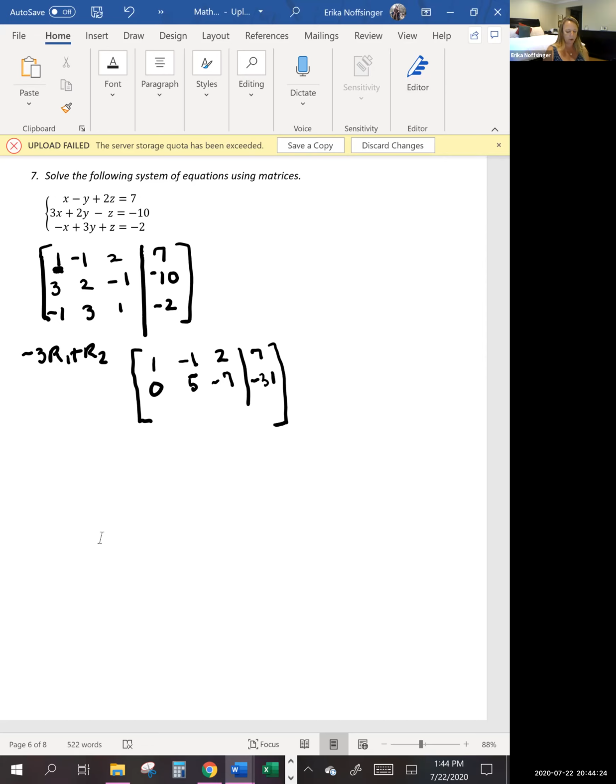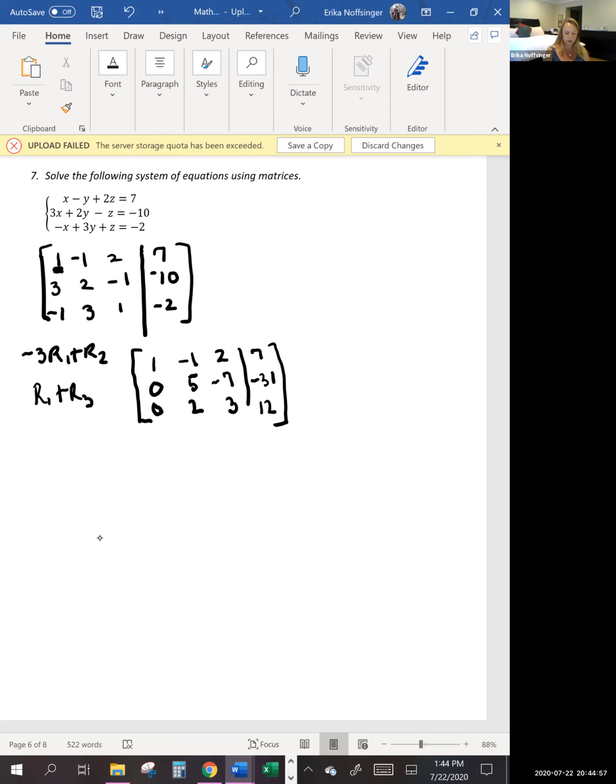So now I need to get rid of this -1 in the third row, first column. Again, I'm going to use this 1 in the first row to do that. If I look at row 1 and add it to row 3, we would get that 0 where we wanted it. So 1 minus 1 is 0. -1 plus 3, we're going to get a 2 here. 2 plus 1 is 3. And then 2 times 7 is 14. 14 minus 2 gives me 12. Okay, so we're done with our first column.